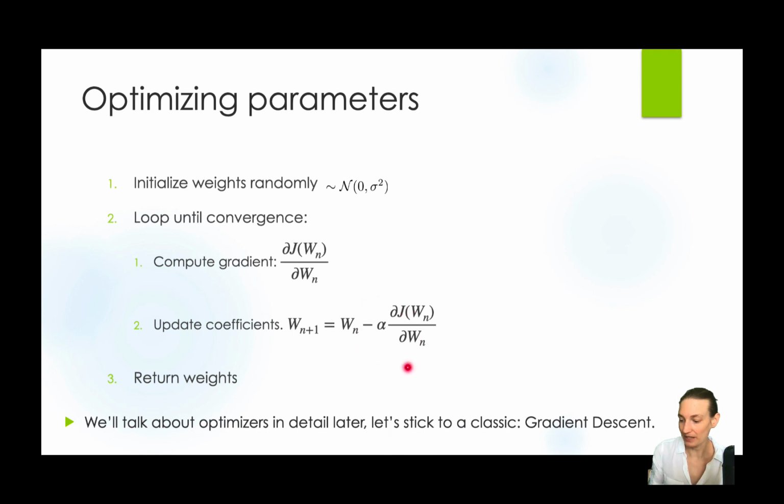Here we go. This is the formula we use to update the coefficients in gradient descent. You notice that there's an alpha, which is the learning rate, a parameter we set. Basically, from the current weight, we subtract the learning rate times the gradient. And then that gives us the new weights.